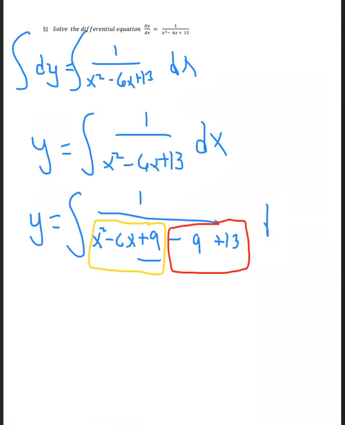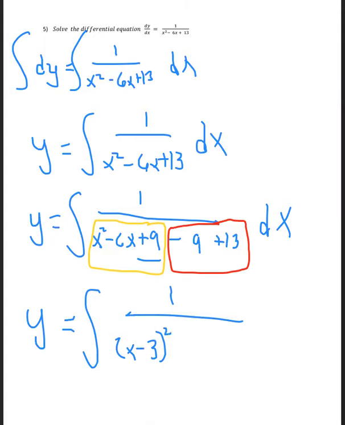I told you that when you complete the square, it's literally giving you a perfect square right off the bat. So this term over here becomes x minus 3 squared. You guys should know how to factor that. It's x minus 3 times x minus 3, which is x minus 3 squared. And minus 9 plus 13 is plus 4. Now you'll notice that it's perfect for the arctangent formula.